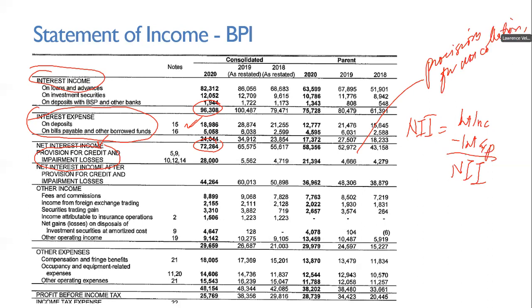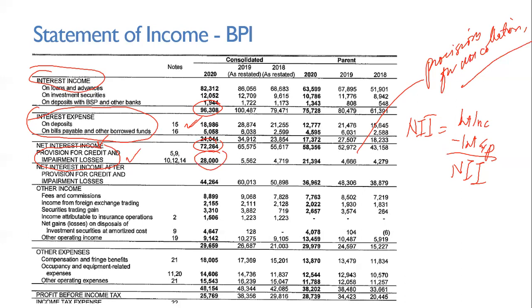As you know, in PFRS 9, receivables need to be estimated in terms of collection. So the portion that's estimated to be not collectible is booked as doubtful accounts expense or bad debts expense. In a bank, the term is credit losses or impairment losses. So the provision for credit and impairment losses, this is it. In this case, 28 billion was the provision for credit and impairment losses.